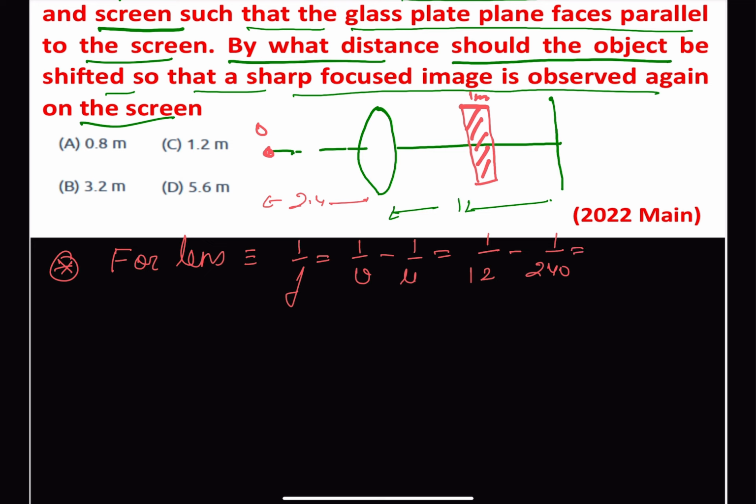And we can sort it out, and this will be coming as 240, and we get the LCM will be equal to 20, and this is minus, so this will be giving a plus 1. Therefore the focal length will be equal to 240 divided by 21 centimeters.